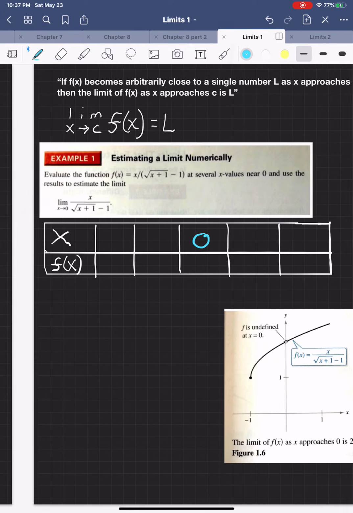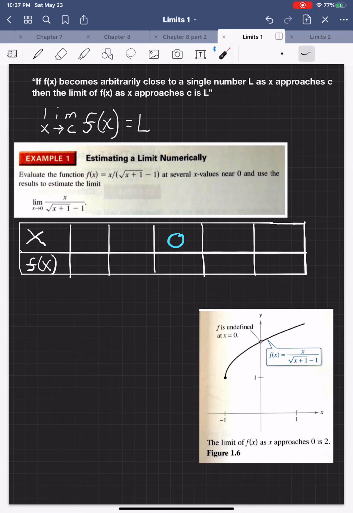So let me try to give an informal definition of a limit. And I know that this can be a mouthful, right? But just bear with me here. So if f of x, that means your y value, becomes arbitrarily close to a single number L, that graph is getting closer and closer to 3, y is getting closer to 3, as x approaches some x value we'll call c. So as x approaches c.